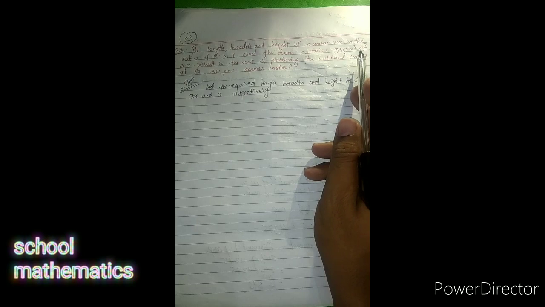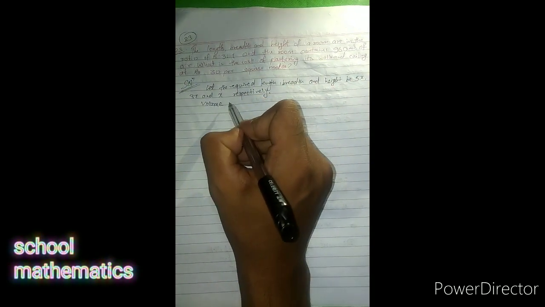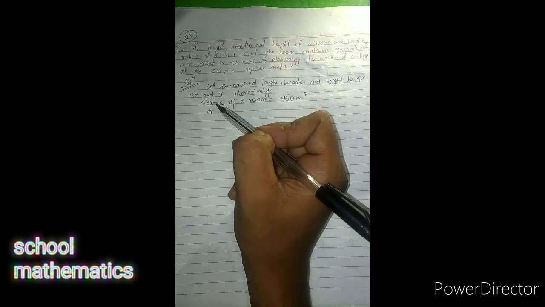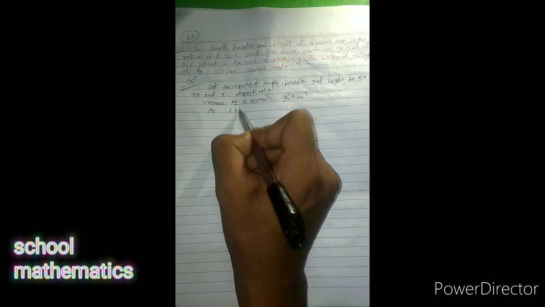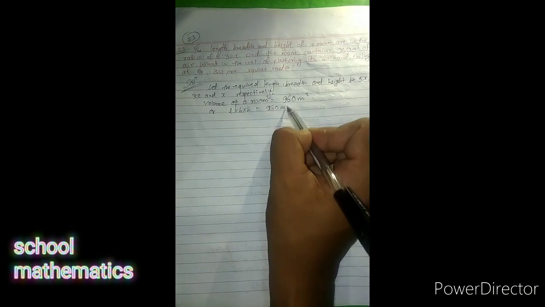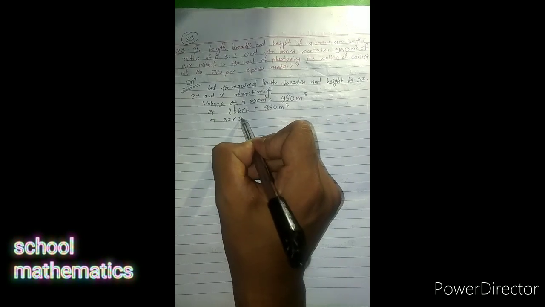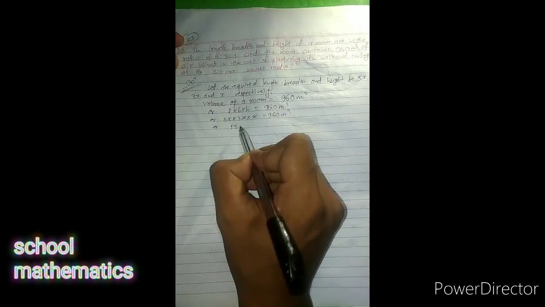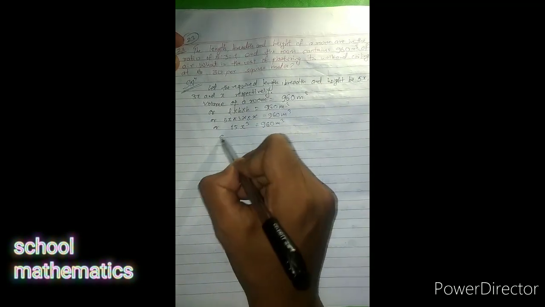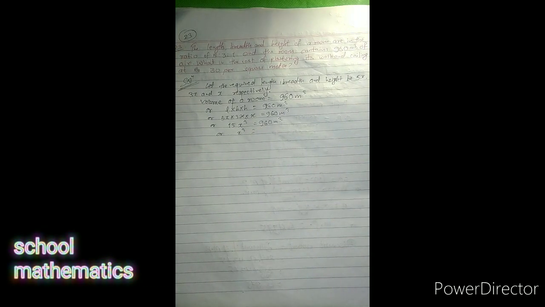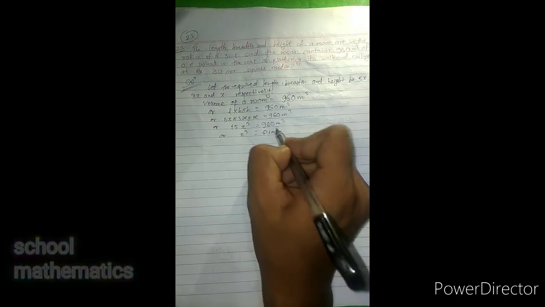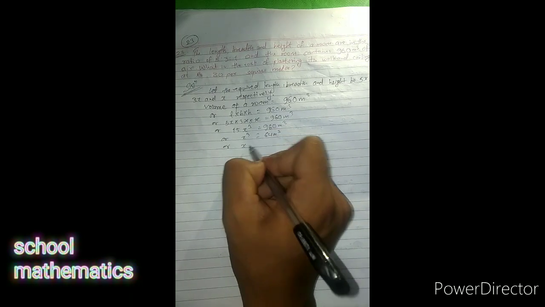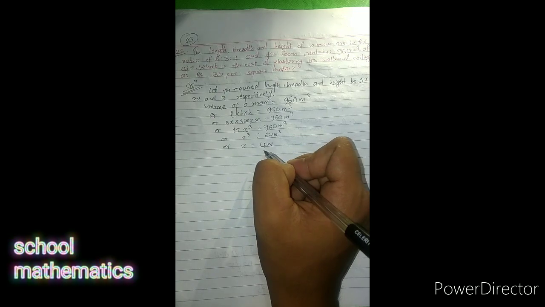and the room contains 960 m³ of air, that is, the volume of the room is given, 960 m³. Now for this, volume is L into B into H, which equals 960 m³. Length is 5x, breadth 3x, and height just x, equals 960 m³. 5 threes are 15, x cubed equals 960. So x cubed is equal to 960 divided by 15, which is 64. So x is equal to 4. The cube root of 64 is 4 m.